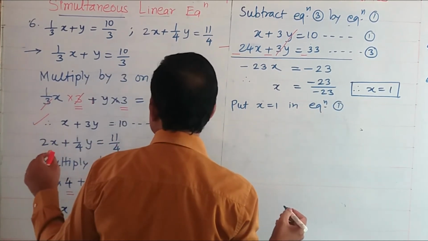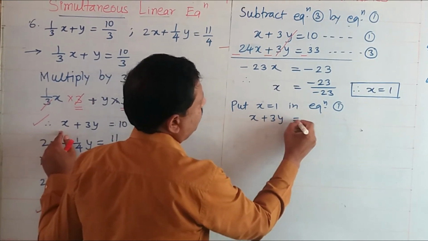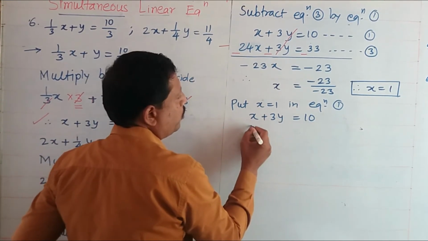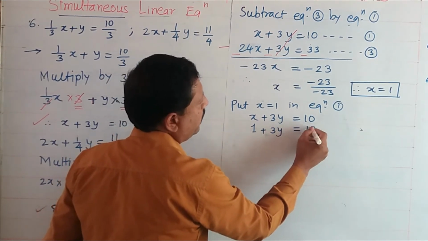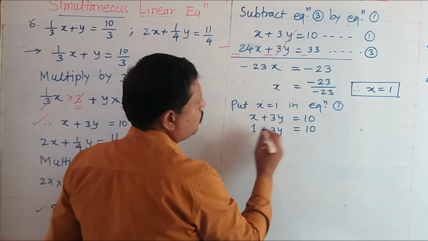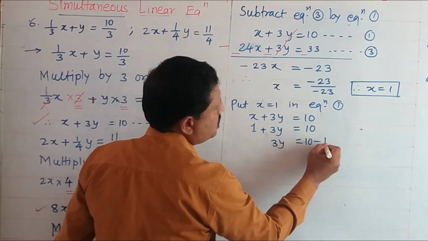Equation 1 is like this: x plus 3y is equal to 10. Substitute 1 as the value of x in x plus 3y is equal to 10. Transpose this 1 to the right hand side, so we get 3y is equal to 10 minus 1.